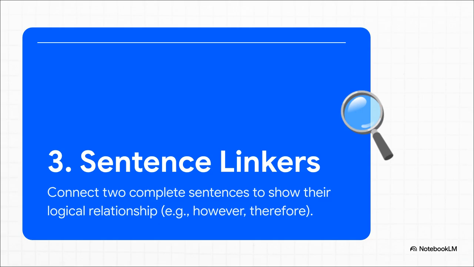And third, we have the sentence linkers. These are the heavy hitters, words like therefore and however. They connect 2 complete sentences, but here's the key thing to notice, the punctuation. You use a semicolon before the linker. This creates a really strong formal bridge between 2 ideas that are very closely related.